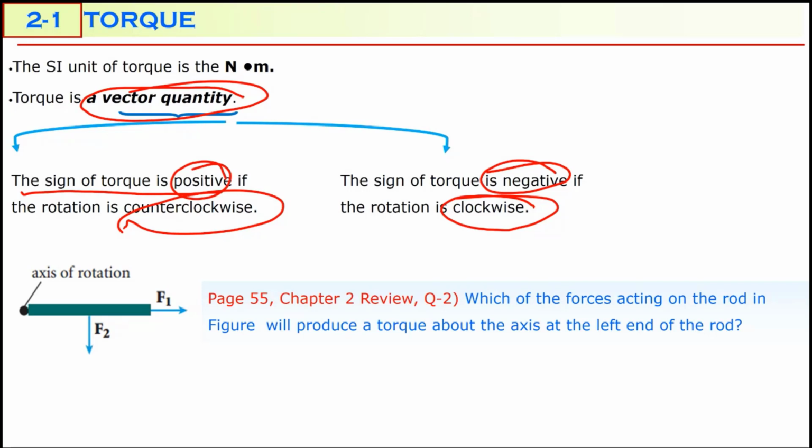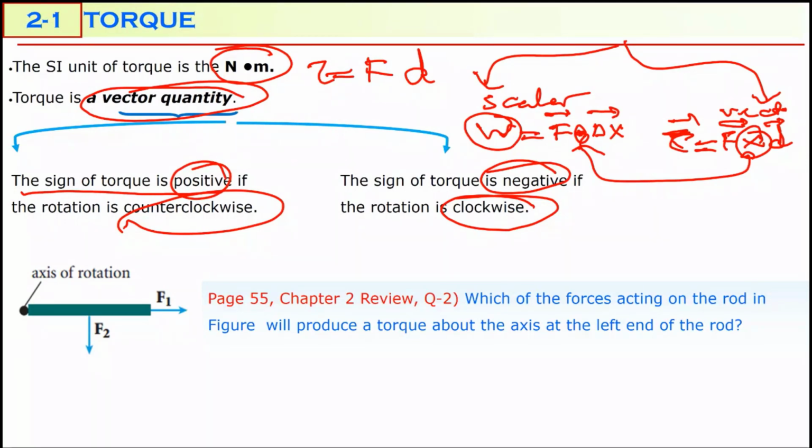The SI unit of torque is the Newton meter, because force is in Newtons, distance is in meters, and the angle has no dimension. Radian has no dimension. So for that reason, the Newton meter is the unit of torque.